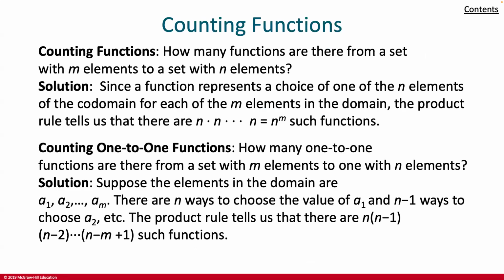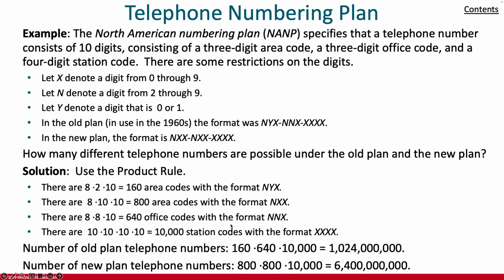So, counting functions: how many functions are there from a set with m elements to a set with n elements? And so we come up with the value n to the m such functions. Counting one-to-one functions: how many one-to-one functions are there from a set with m elements to one with n elements? The product rule tells us there are n times n minus 1 times n minus 2 up to n minus m plus 1 such functions. So we can see that is a little bit more complicated than the previous way of looking at it.